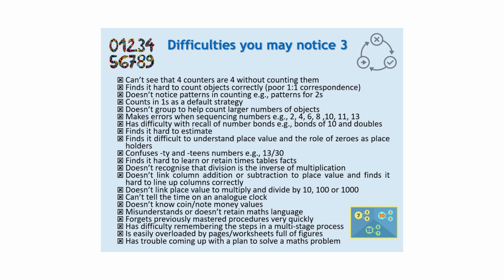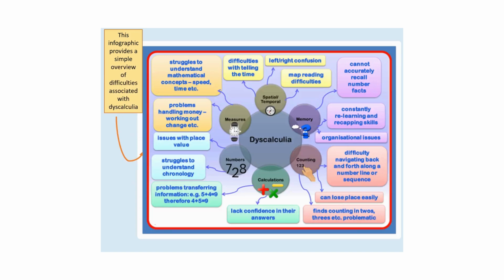Misunderstands or doesn't retain maths language. Forgets previously mastered procedures very quickly. Has difficulty remembering the steps in a multi-stage process. Is easily overloaded by pages and worksheets full of figures. And has trouble coming up with a plan to solve a maths problem. This infographic provides a simple overview of difficulties associated with dyscalculia.